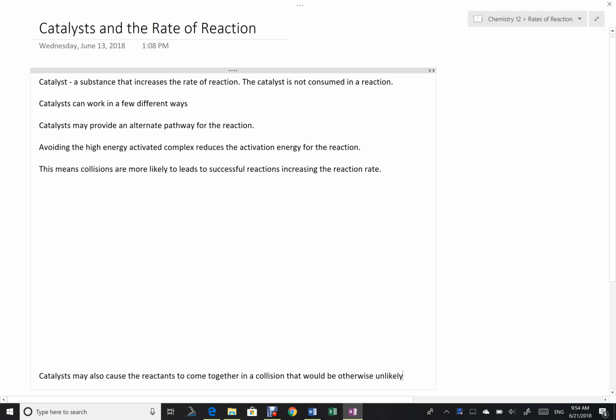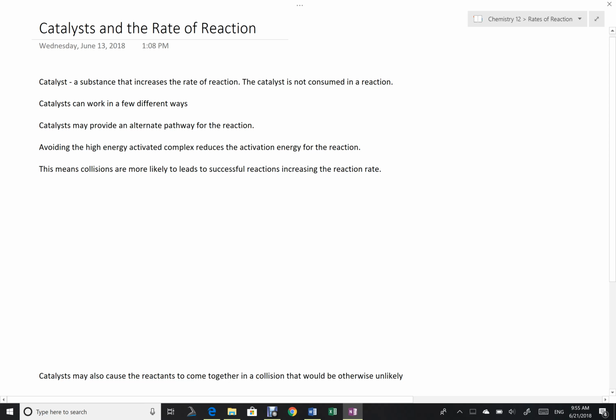A catalyst is a particle that can increase the rate of reaction while not actually being consumed by the chemical reaction itself. Catalysts have a couple different ways that they can work. One of the main ways is that they can provide an alternate reaction mechanism that allows the reactants to go from being the reactants to being the products without going through their normal high energy activated complex state, but providing an activated complex state which is less unstable and as a result reduces the activation energy.